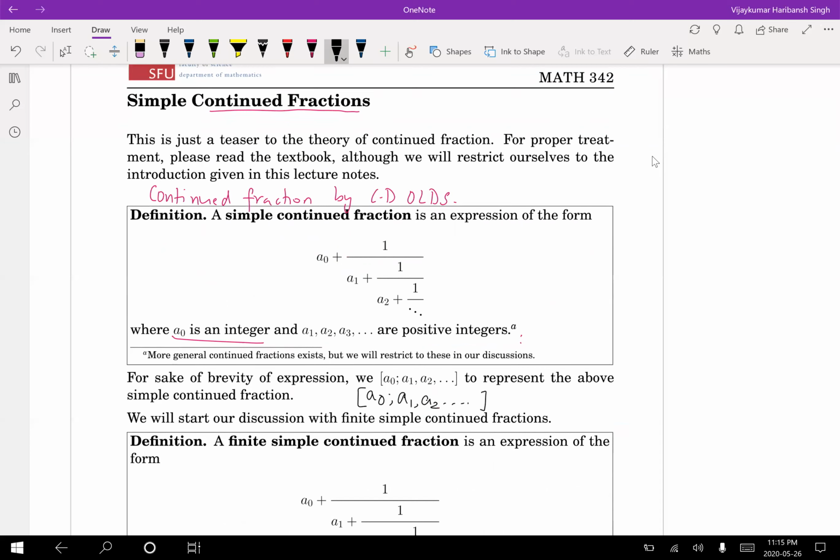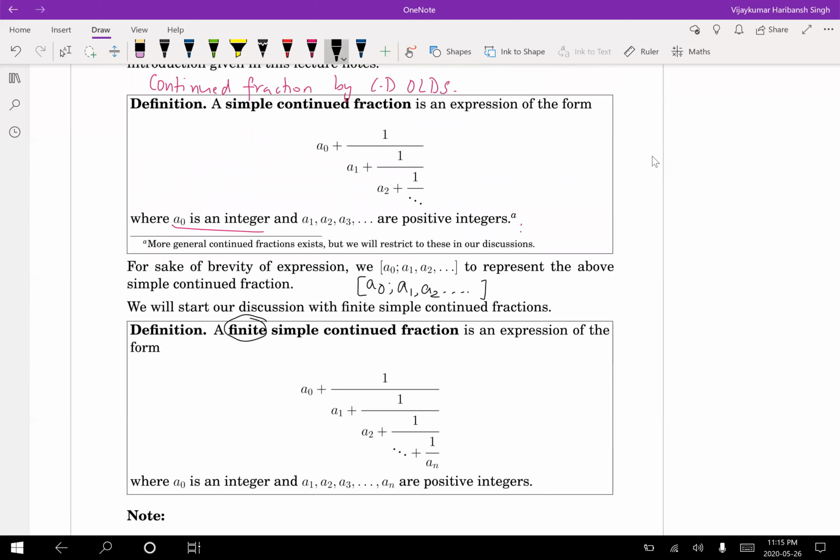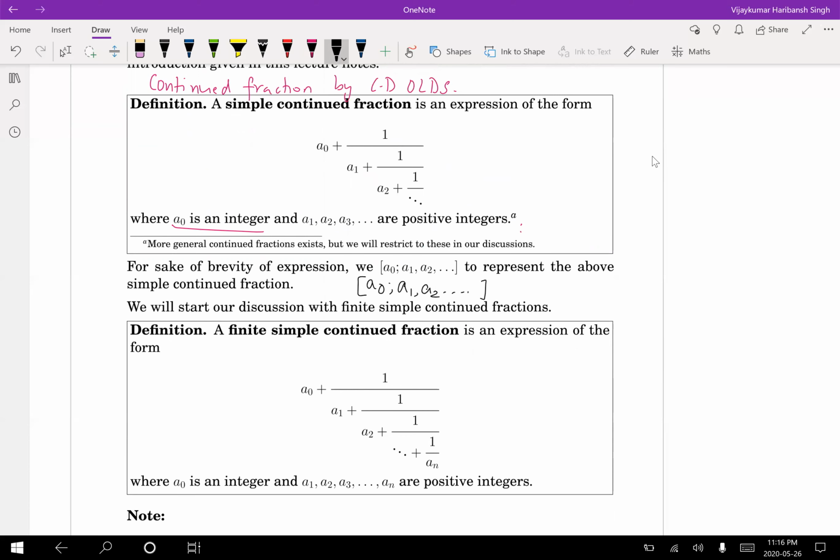Now, if this terminates at some step, then we call it a finite simple continued fraction. So what does it mean? It means that you have a0 plus 1 upon a1 plus 1 upon a2 plus 1 upon and so on. It stops at an. Then we call this a finite continued fraction, the name finite for the obvious finiteness.